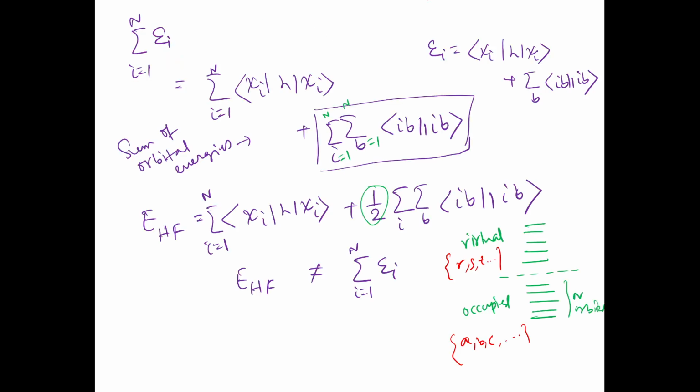So now tell me, for an occupied orbital energy, epsilon A, how are we going to write it? You look at this expression for epsilon I, and you just have to replace it with chi A h chi A plus summation over B of ⟨AB||AB⟩, where B goes from 1 to N.